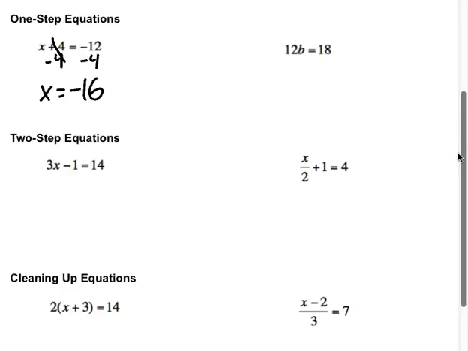12b equals 18. So here, if I'm trying to get the b by itself, right now it's being multiplied by 12. So to undo that multiplication, I'm going to divide it off. So 18 divided by 12 is going to give you 1.5.